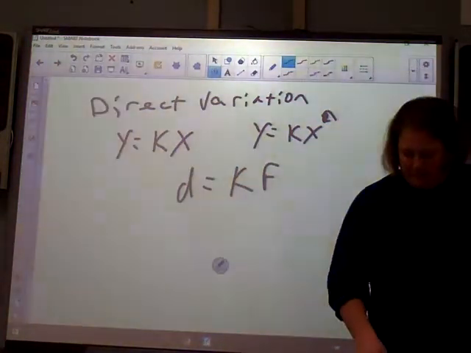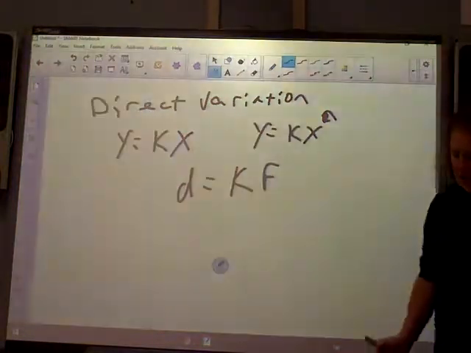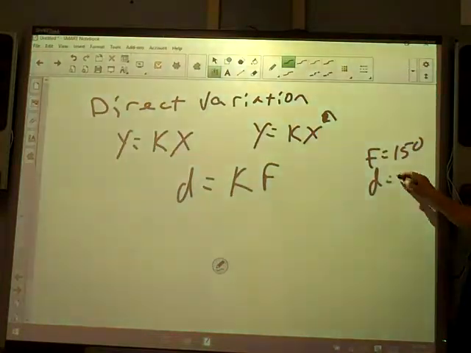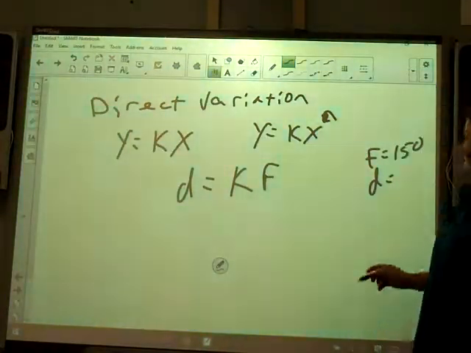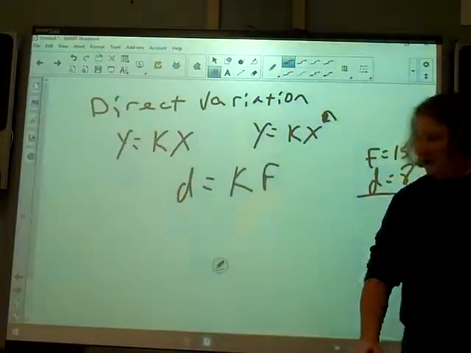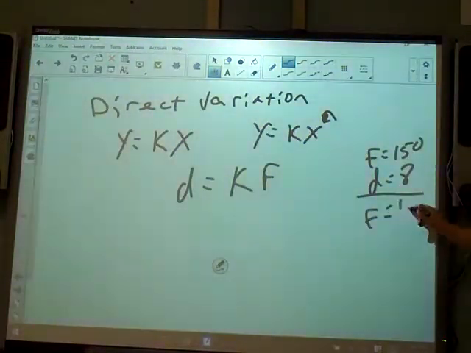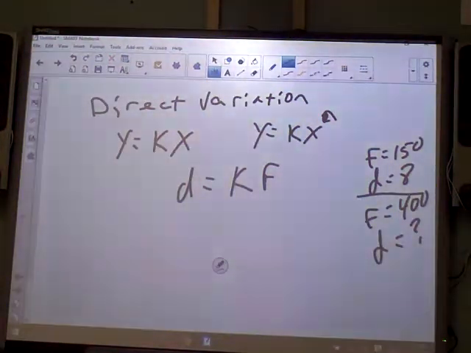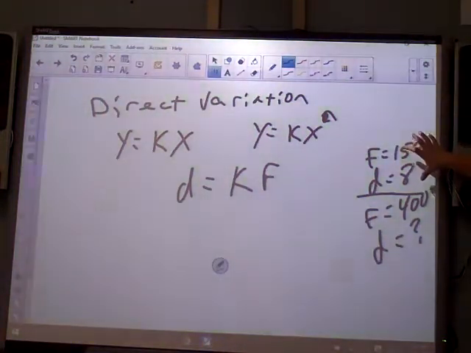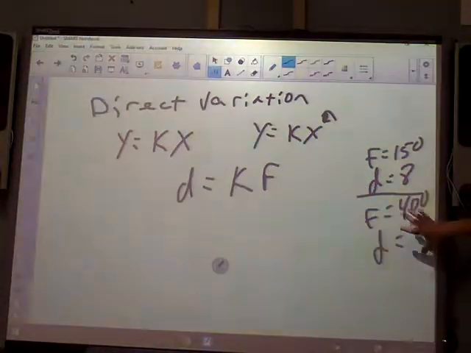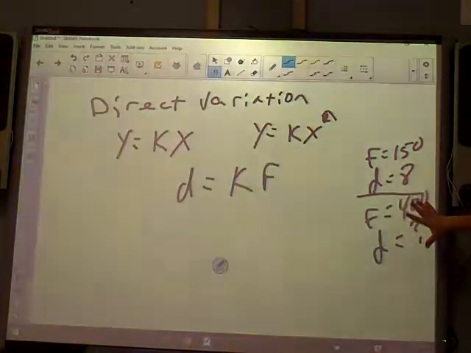So in this particular problem, it says a force of 150 newtons stretches a spring 8 centimeters. But what if we had a force of 400 newtons? How much would it stretch the spring? This is the type of problem that you'll have the most. What you do is pretty simple. You take the stuff where you know everything, plug it in and solve for k. Then you can go with the k to the part where you got something missing and figure that out.